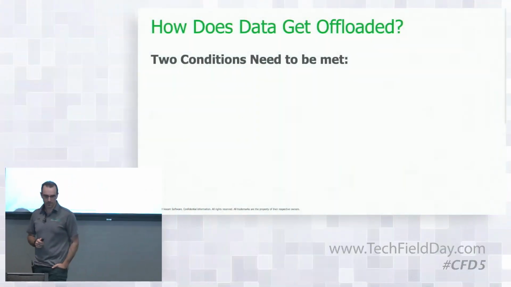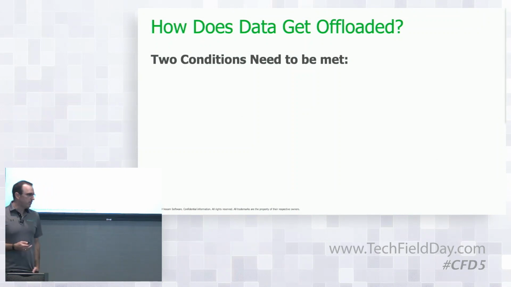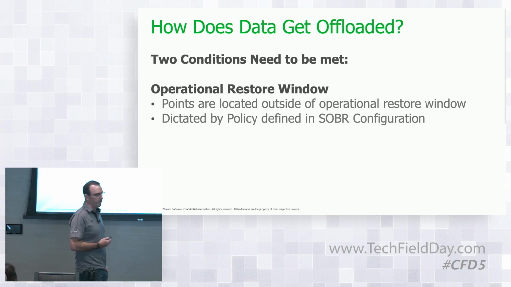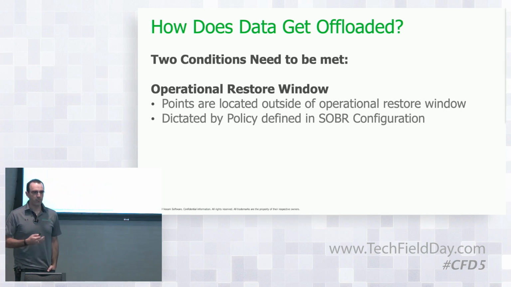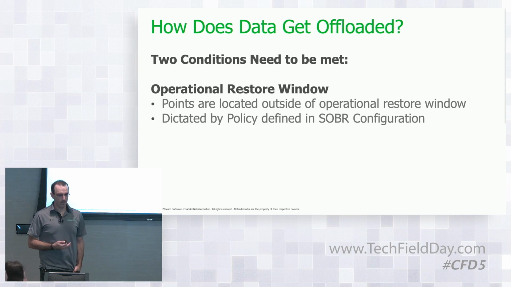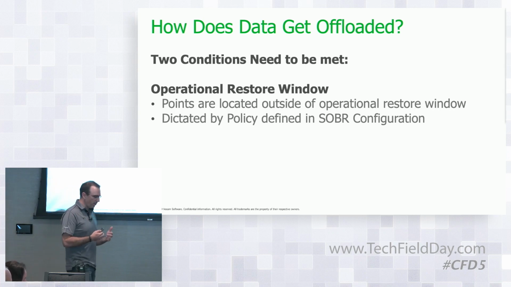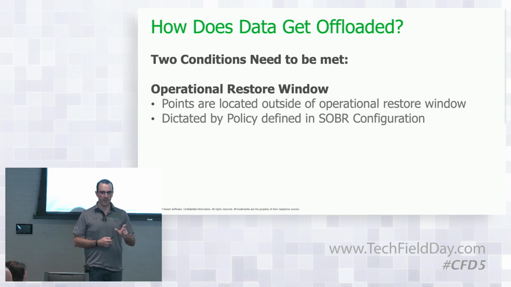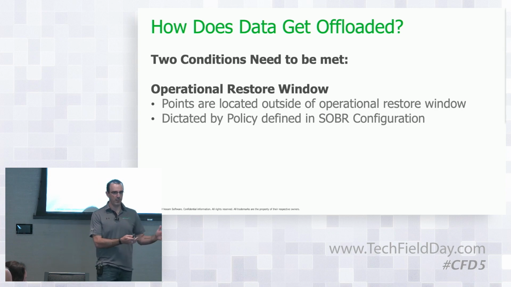Okay, deeper dive. So the question is, how does data get offloaded? Basically, two conditions need to be met for the data to be offloaded. Okay, we've talked about this operational restore window. Basically, when you set the policy on the scale-out backup repository, you've got the option to set an operational restore window. That's effectively your landing zone.